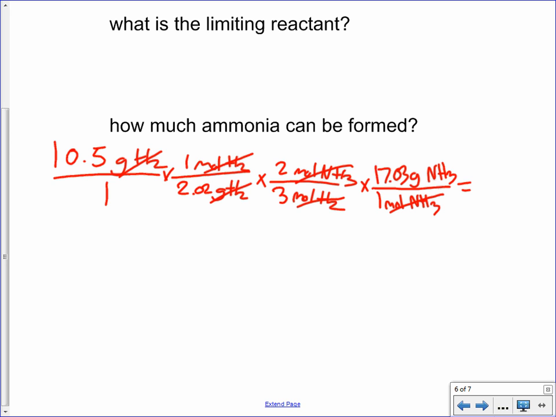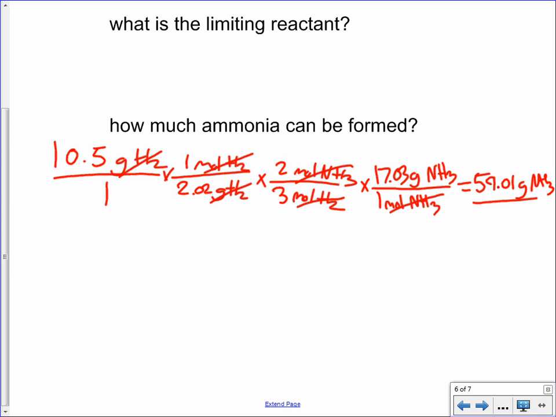Okay? So if we do the math here, we find that we have enough hydrogen to produce, hang on, need a better calculator. To produce 59.01 grams of ammonia, which is a pretty good bit. Okay, so we have enough hydrogen to make 59.01 grams of ammonia.